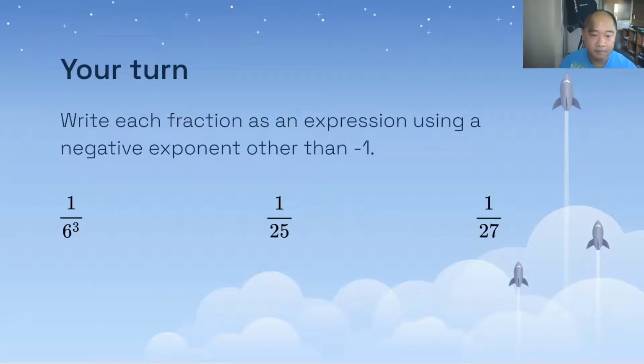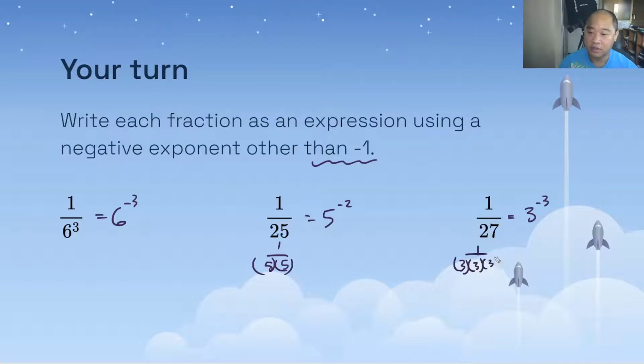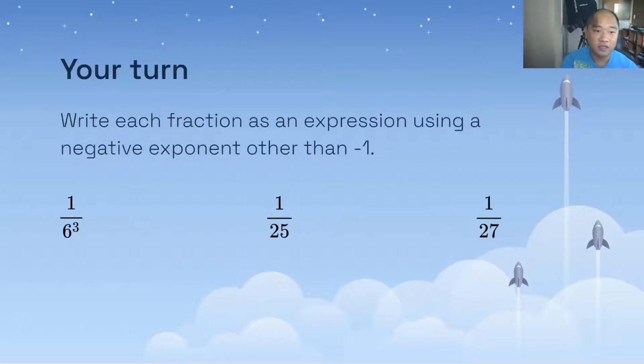Okay. Your turn. Welcome back. Again, they want you to write it as something other than negative 1. So this would be 6 to the negative 3. This would be 5 to the negative 2. And this would be 3 to the negative 3, right? Because this is the same thing as 1 over 5 times 5, right? And this is the same thing as 1 over 3 times 3 times 3. Okie dokie.